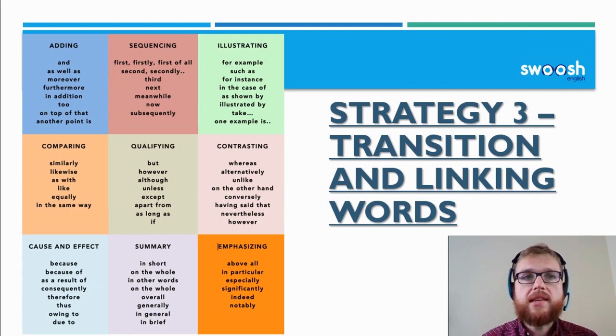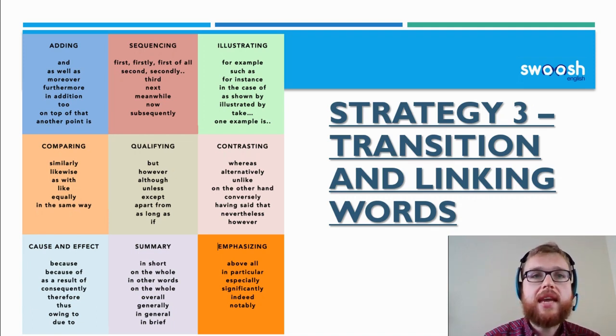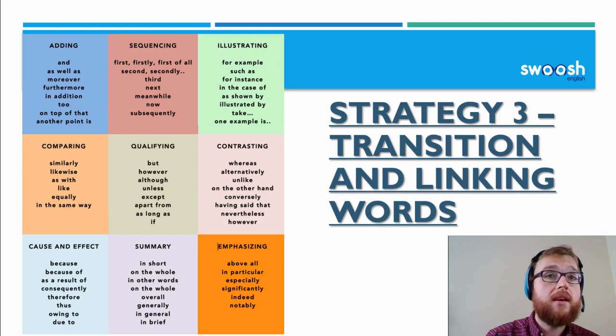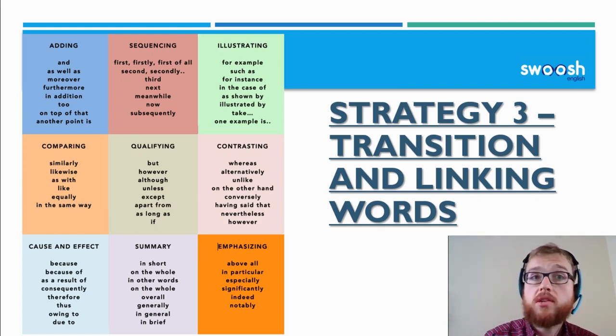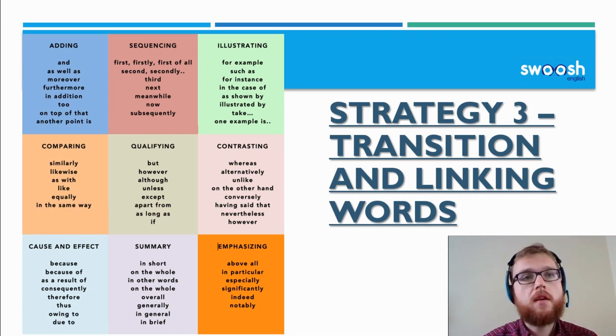When we're comparing ideas, we can use words like similarly, likewise, as with, like, equally, and in the same way. And when we actually want to contrast ideas, if one is actually opposite to the section on adding, we can use some of these words. But, however, although, unless, except, apart from, as long as, and if.